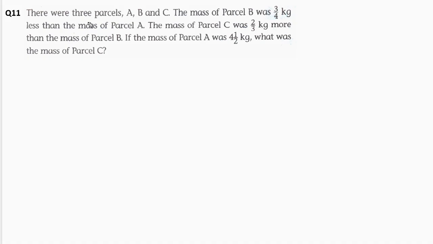Okay, there were three parcels, A, B and C. The mass of parcel B was 3/4 of a kilogram less than the mass of parcel A. The mass of parcel C was 2/3 of a kilogram more than the mass of parcel B. Now, if the mass of parcel A was 4.5 kilograms, what was the mass of parcel C?